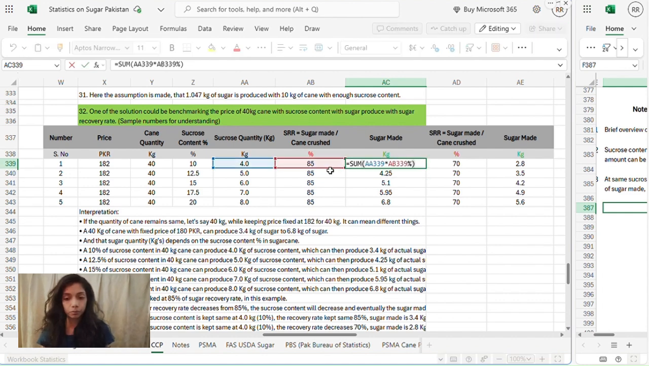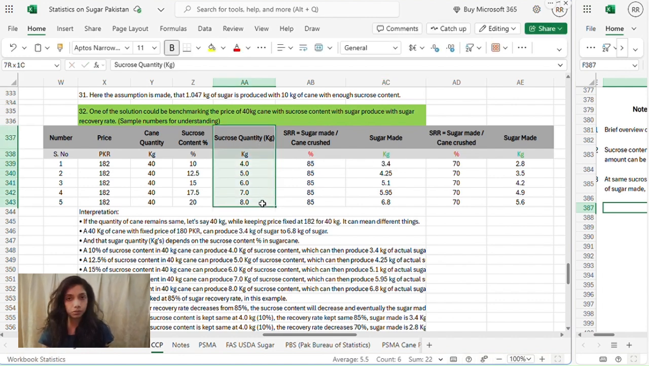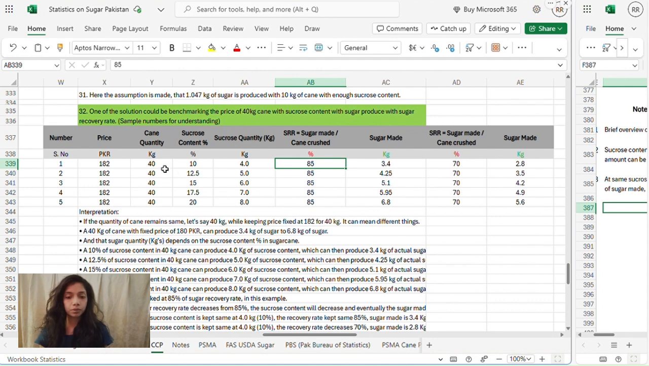So how did we get it? We multiplied the 85% sugar recovery rate with the sucrose content in the sugarcane sticks. Previously, because we did not have this sucrose quantity data in the sugarcane, we were multiplying the sugar recovery rate with the quantity of cane. So we were getting the sugar made. Let's say if it was 10.